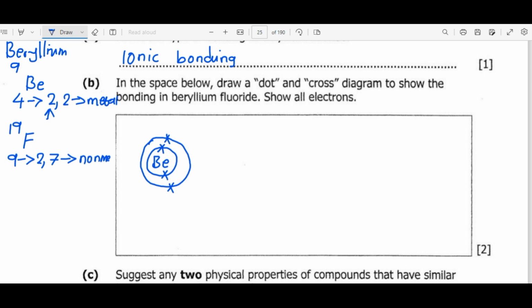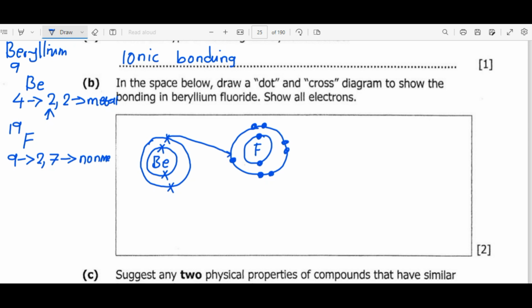Now let's draw 1 atom of fluorine. We are also going to have 2 shells. For the first shell, we put 2 electrons. Then in the outermost shell, we are going to put 7 electrons. For the second shell to be filled, it needs 8 electrons. So 1 atom of fluorine is only lacking 1 electron. This 1 electron must be transferred onto this one.